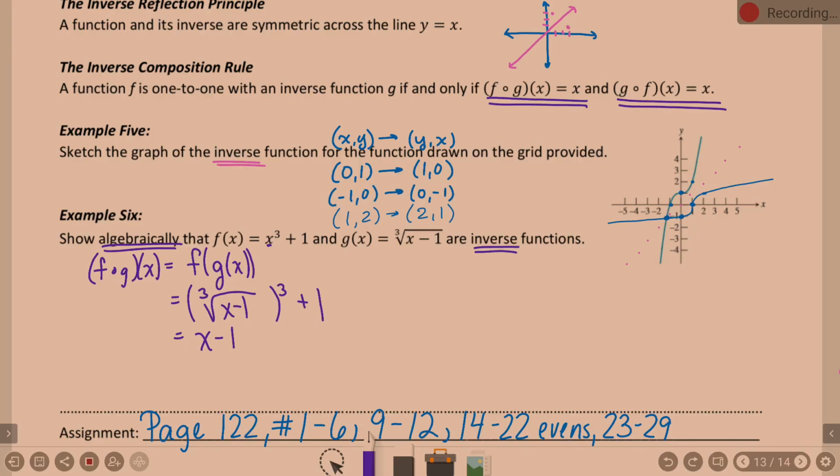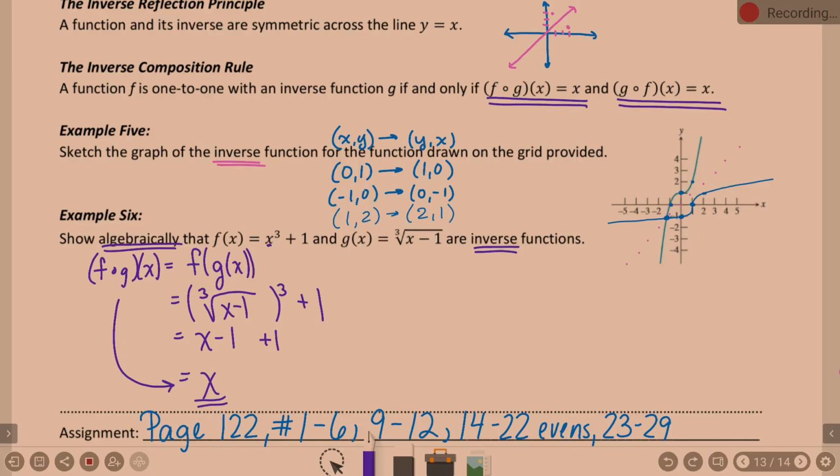What did we have at the end? Plus 1. What's x minus 1 plus 1? x. What did we just show? That f of g equals x. Does that prove that f and g are inverses? No. Does a half prove it? Yeah, kind of. I'll take a half proof. In order to fully prove it, it has to work both ways. So you can't just stop and say, oh, it works, it's x, I'm good. No, now we need to go the other way.